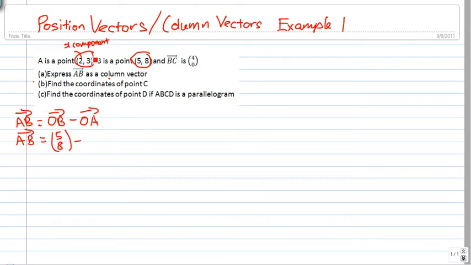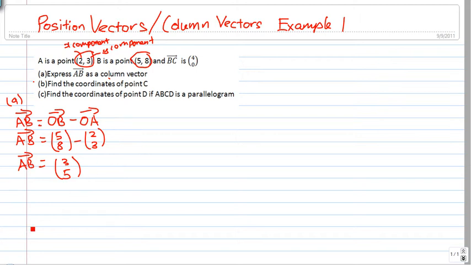And this is the y component. All you have to do is put the x component on top. So 2 and 3. And there you have it. You have your answer. 5 minus 2 is 3. 8 minus 3 is 5. So there you go. AB as a column vector can be represented as (3, 5). This is your answer to question A.